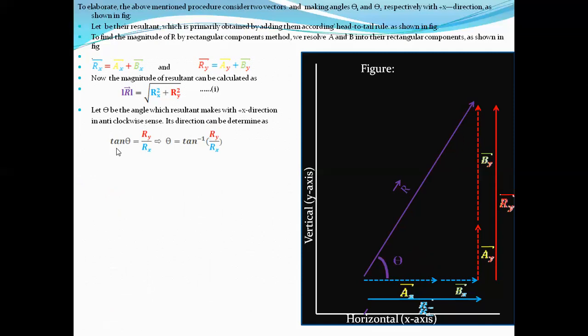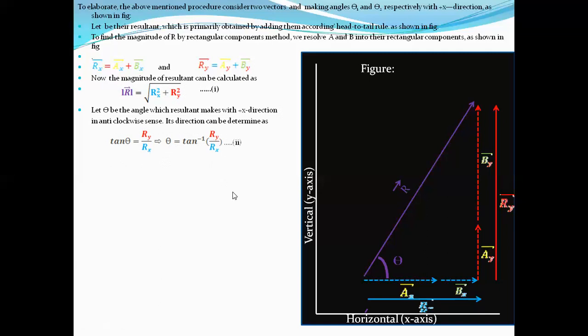It can be determined by tan. Tan is equal to perpendicular over base, where the perpendicular part is Ry and the base part is Rx. To find the value of theta, we take the tan to the other side, it will be tan inverse Ry over Rx, where Ry is the perpendicular and Rx is the base. Let us call this equation 2.